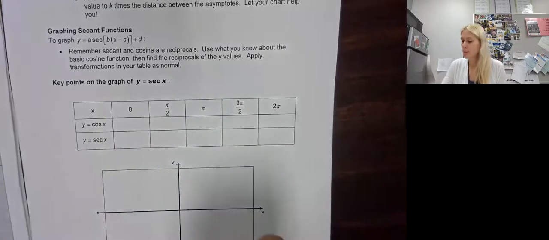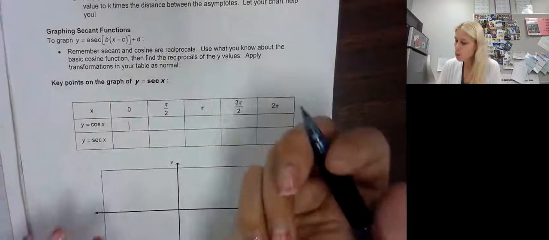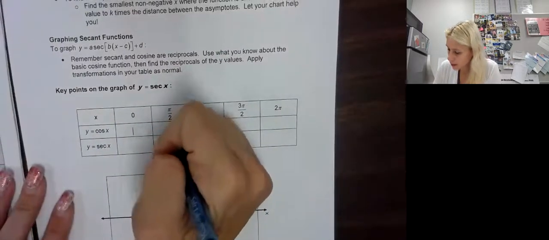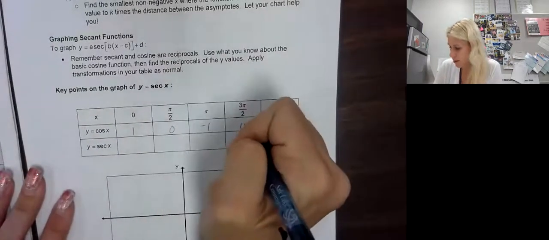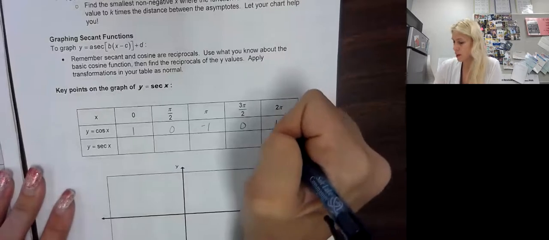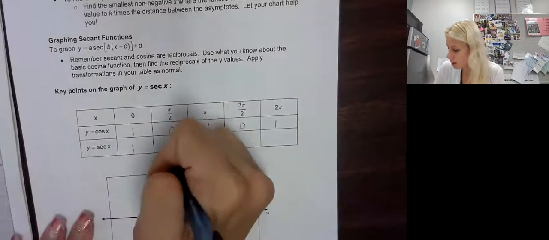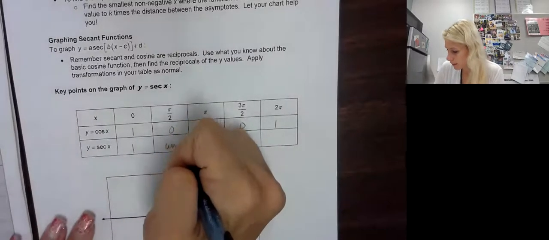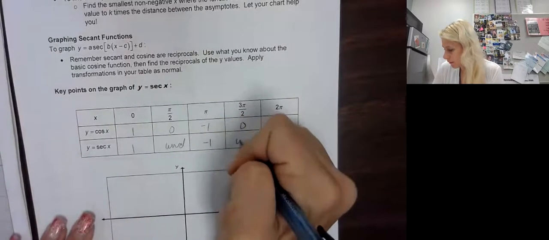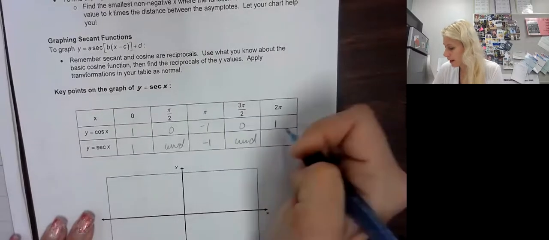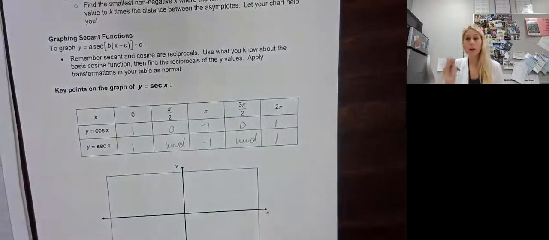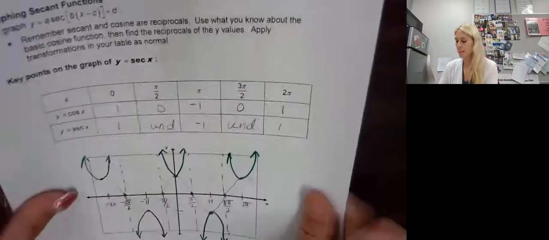So cosine was 1, 0, -1, 0, and 1. Okay, so that means when we do the reciprocal, we get 1, undefined, -1, undefined, and 1. Now I'm going to show you how this looks. Remember, I graphed it already. I actually graphed cosine and secant so you can see what happens.